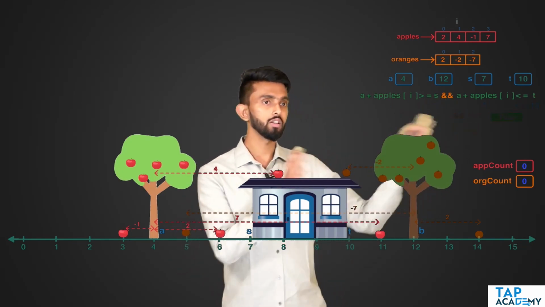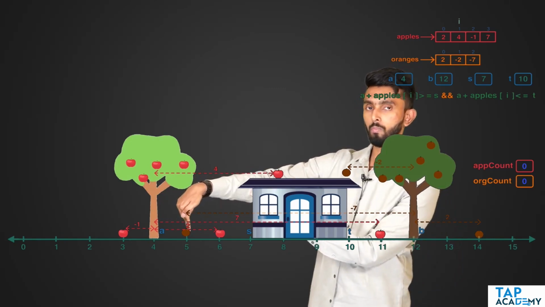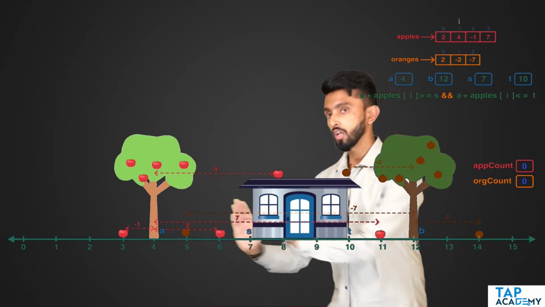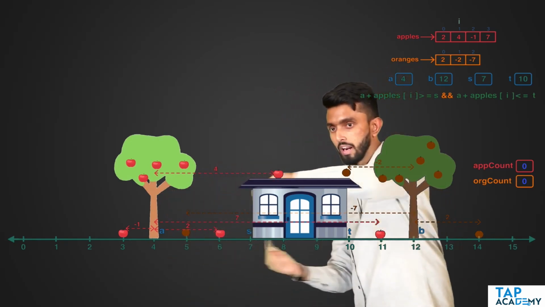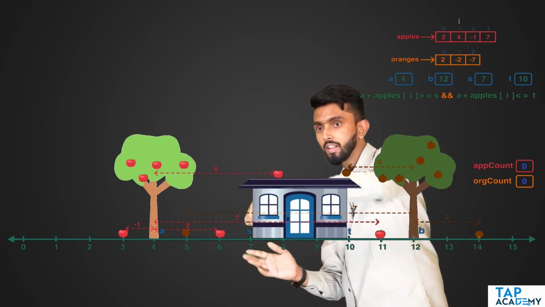So if it is false, nothing will happen. I will not increase apple count, and you can see this fruit which fell at distance 2, is it on the house? No. Hope you are able to think. So that's why this distance is not greater than this, but is obviously less than this. But if it is not greater than this, it is not in this boundary. That is what it means.